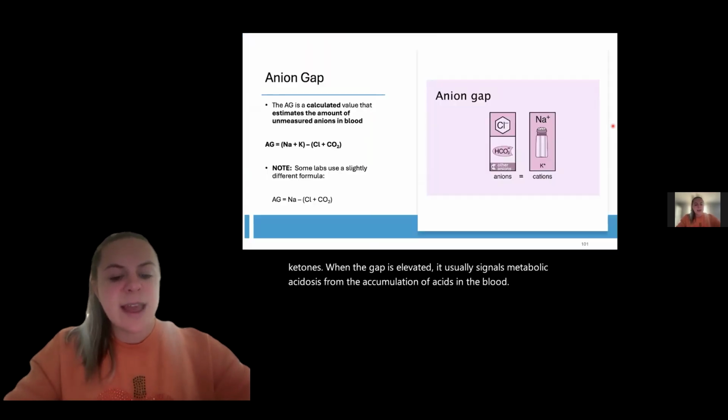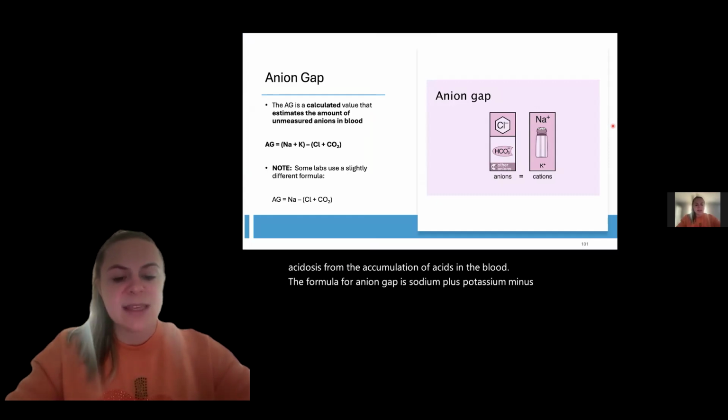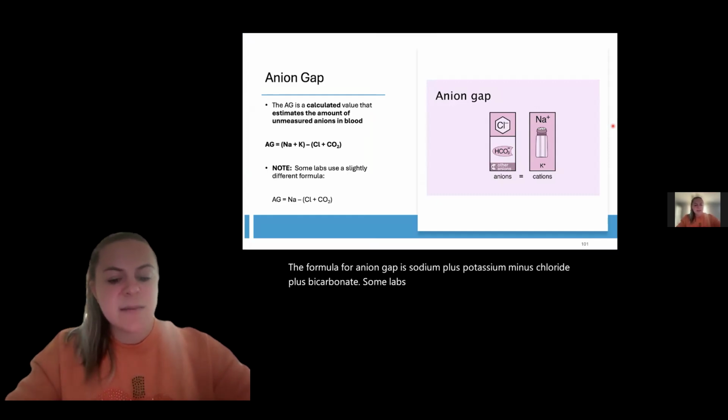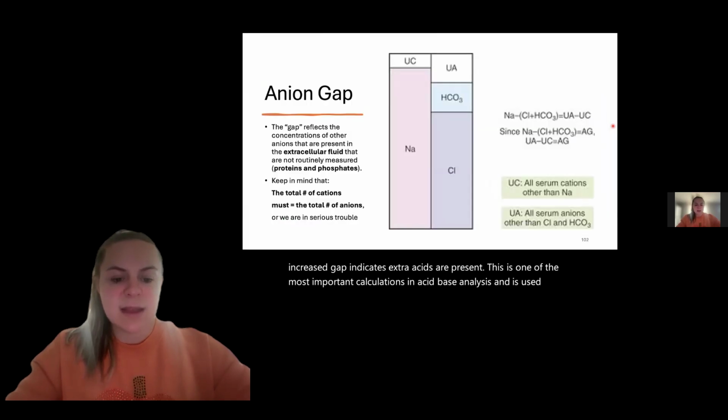The formula for anion gap is sodium plus potassium minus chloride plus bicarbonate. Some labs omit potassium, and a normal anion gap reflects a balance of unmeasured anions and cations, while an increased gap indicates extra acids are present. This is one of the most important calculations in acid-base analysis and is used daily in hospital medicine.